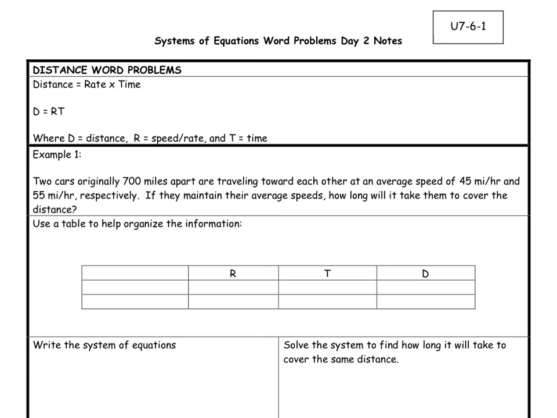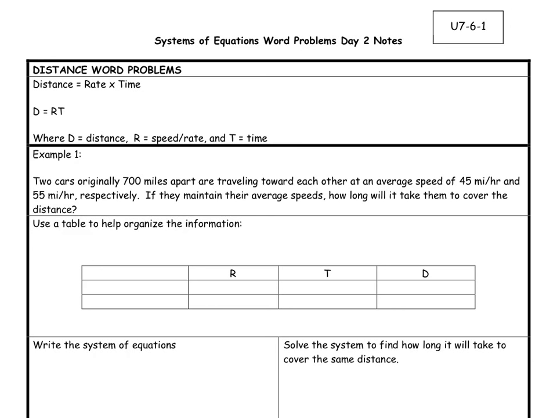Today is our second day on solving system of equation word problems, and today we're going to take a look at two different types of word problems. One is distance word problems, and the other type of word problems are mixture. So we're going to take a look at distance word problems first.